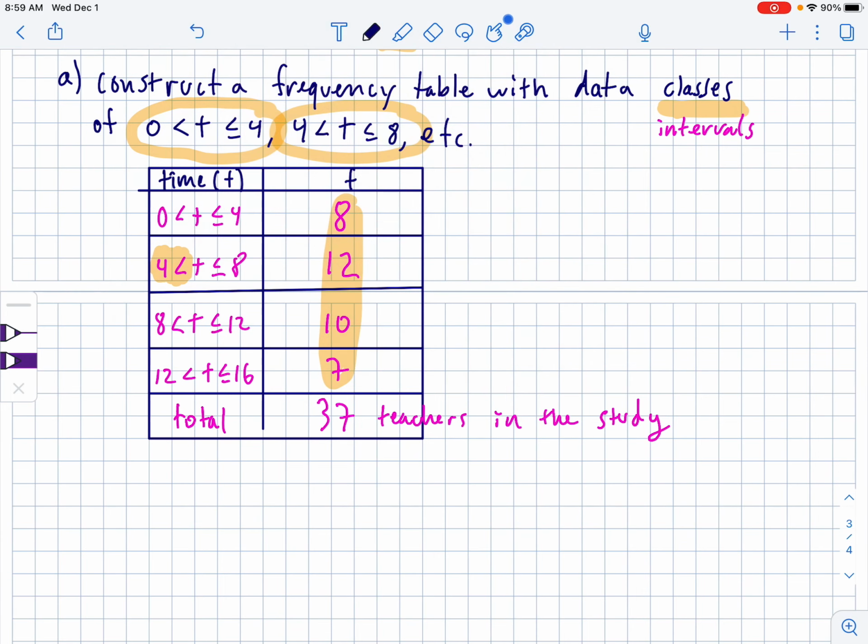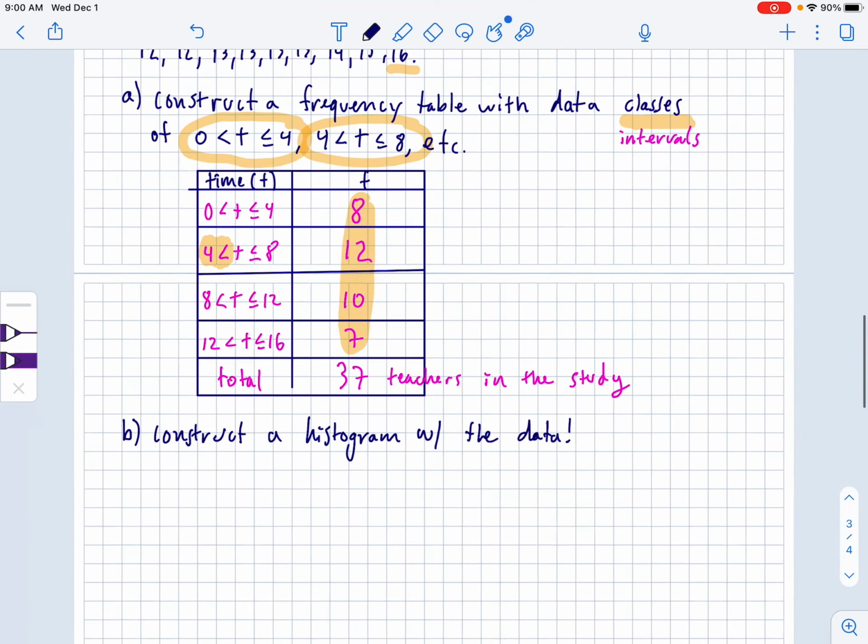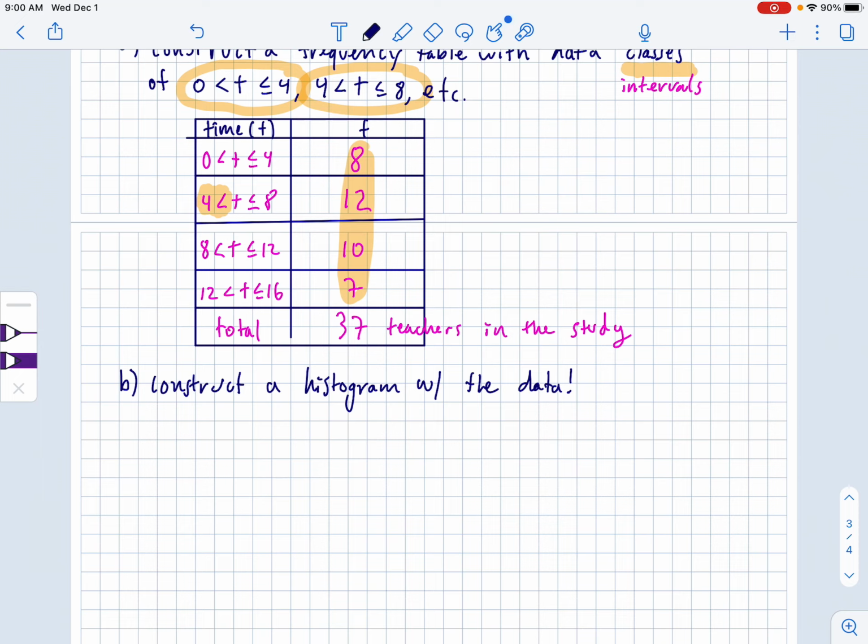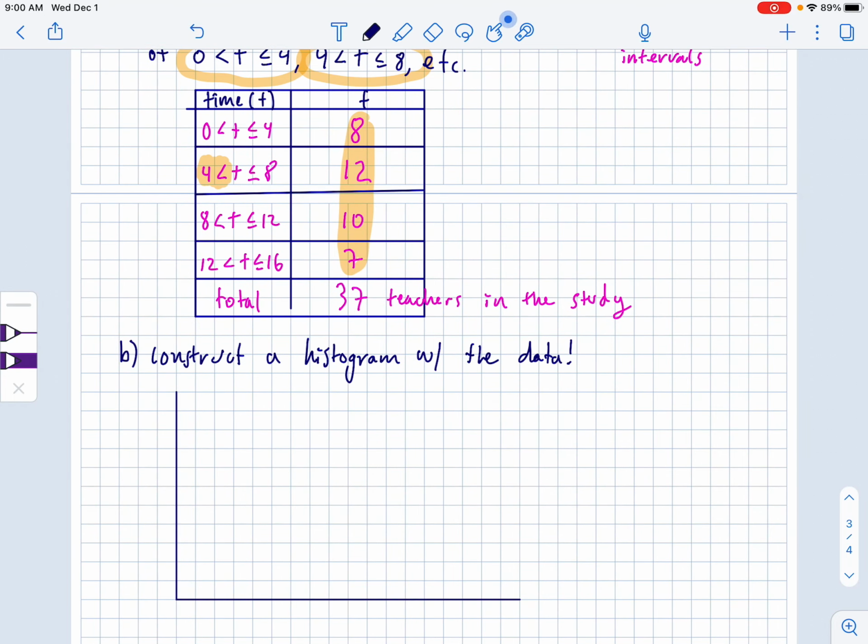The last part of this is that we're going to construct a histogram with this data. So when I look at our data here, I see that it goes from 0 up to 16, and we're going to split it up into 4 intervals. So here we'll go frequency on this side and intervals on this side. So I'm just going to split it up like, 0, 4, 8, 12, 16. So those are your scores.